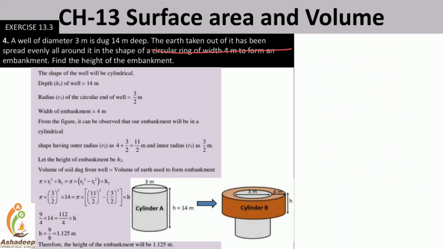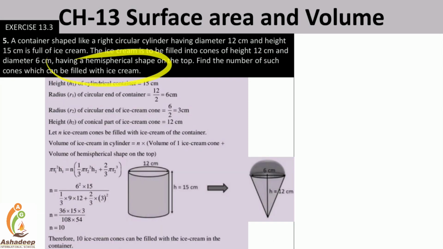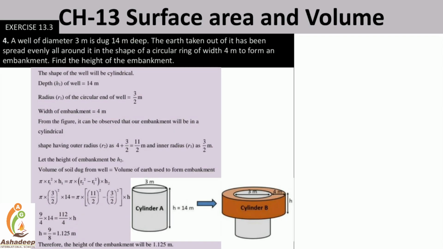Earth is taken out and it has been spread evenly around it in the shape of a circular ring. So here it is in the form of a circular ring. This orange part is nothing but the circular ring which is spread around the cylinder, meaning the well, whose width is 4 meter, to form an embankment. Find out the height of the embankment. So we need to find out this height of the embankment, right?